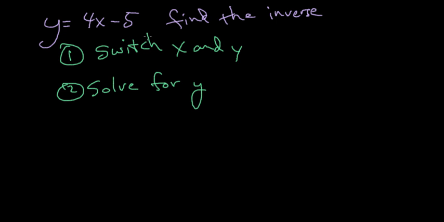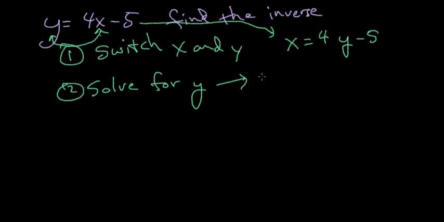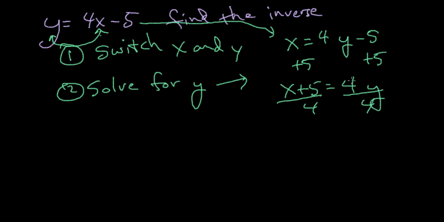So, well, what are you talking about doing? Let's switch the x and the y here. We're just going to switch those back and forth. And so that gives me x equals 4y minus 5. And now I'm going to solve for y. Okay? Well, add 5 to both sides. I have x plus 5 equals 4y. And then divide both sides by 4. Cancel. I have y equals x plus 5 over 4.